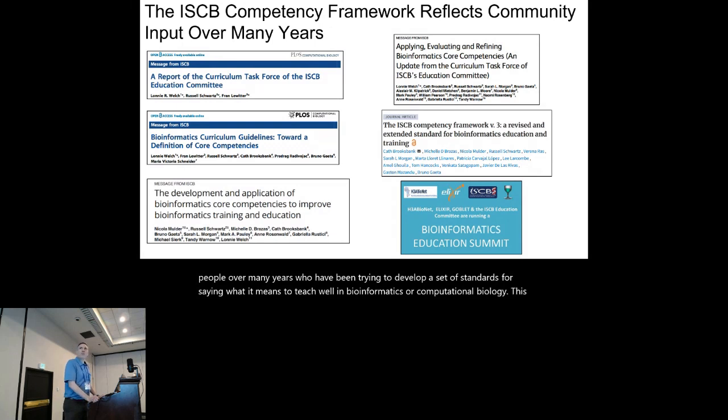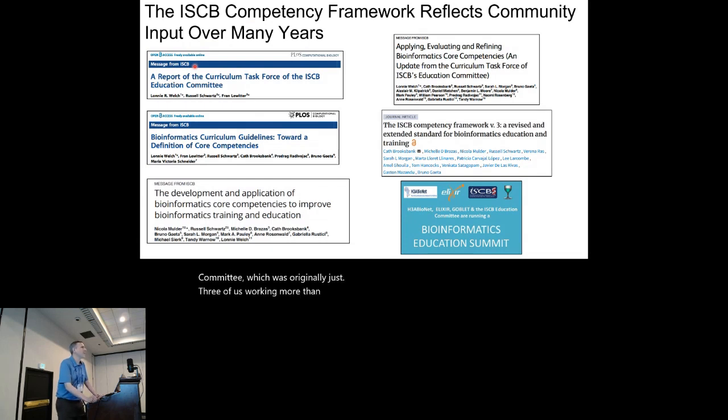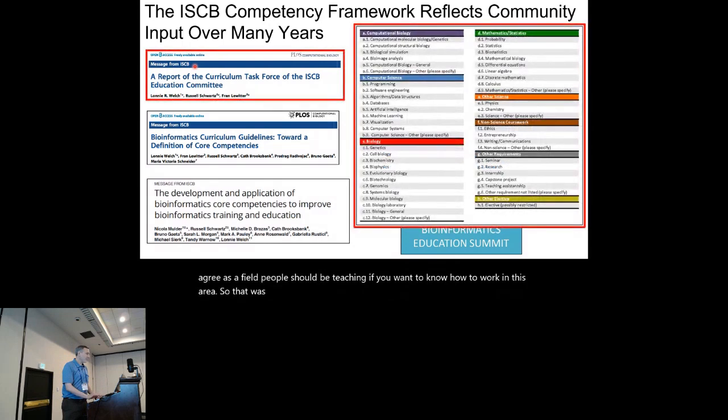This started from what was known as the Curriculum Task Force of the ISCB Education Committee, which was originally just 3 of us working more than a decade ago at this point, with what we now realize was a very naive view that we were going to go out, figure out what people are doing in teaching computational biology, and be able to say to the field, this is what the field agrees is good teaching in computational biology. This is what we agree as a field people should be teaching if you want to know how to work in this area. So that was how we started out here.